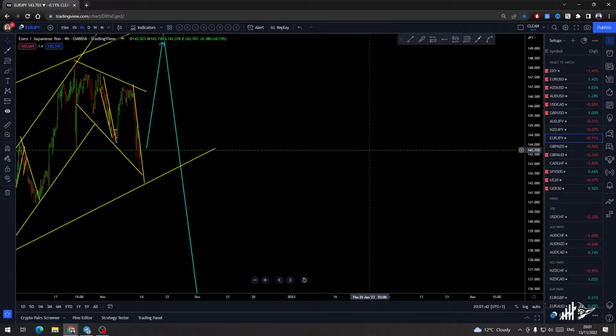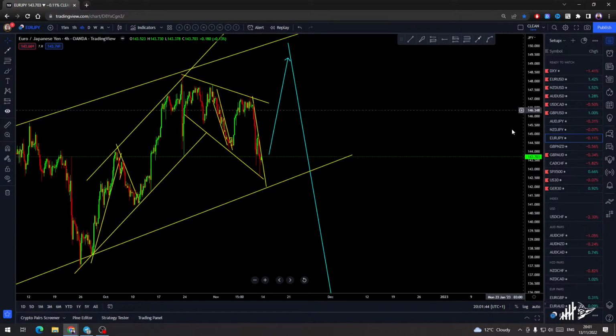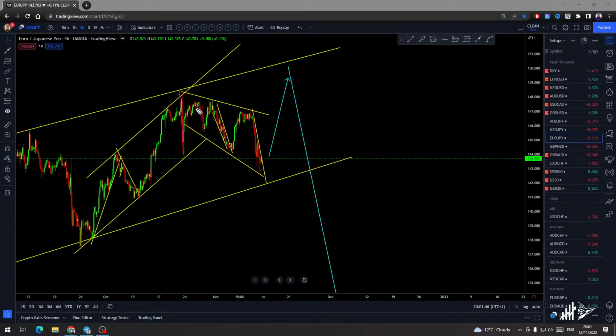EUR/JPY, same there. That looks like a correction. Why is this an impulse to the downside? This looks like a correction in the middle, and then another leg lower. So this is like a contracting flat, impulse, contracting flat, and another leg lower. So what you can have is another leg higher, and you can be buying all the way back at the top. All these will be your buy setups.